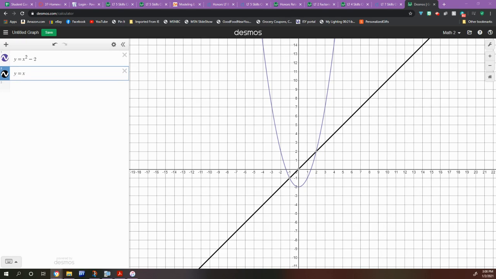Hi guys. So we're going to be starting our last learning target for the first semester, and that is going to be on systems of equations, solving a system.